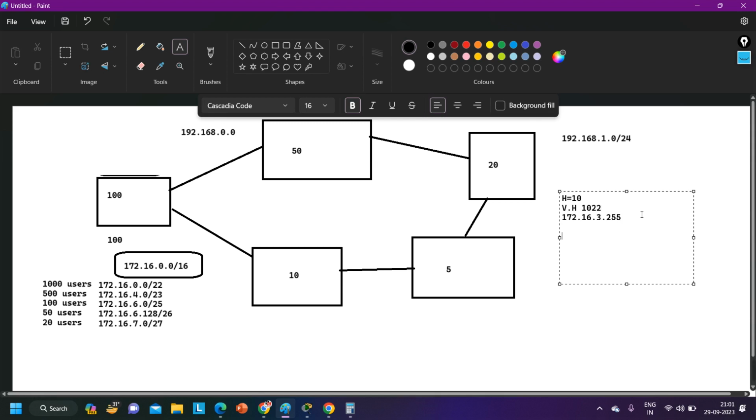Okay, for department 2, the slash value is 23. So how many host bits are there? 9. Valid hosts will be what? 512 minus 2, 510. That will be minus 2, right? And the last IP address?